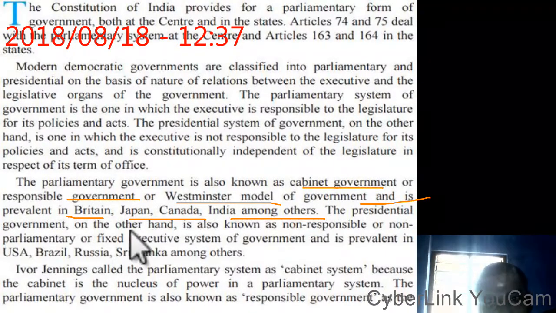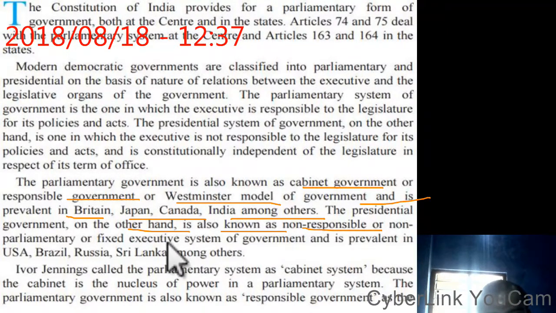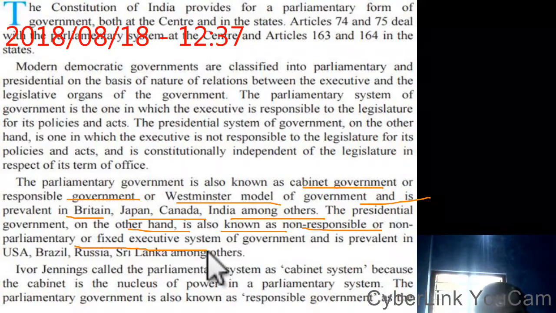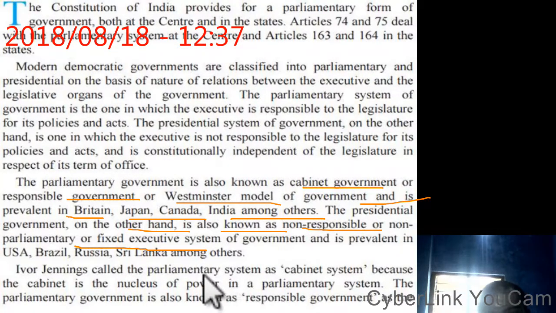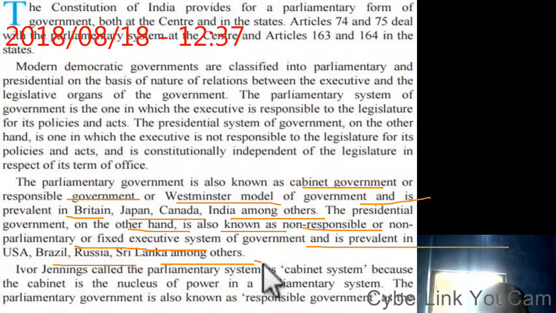The presidential government, on the other hand, is also known as non-responsible, non-parliamentary and fixed executive system of government, and is prevalent in USA, Russia, Brazil, Sri Lanka, and others.